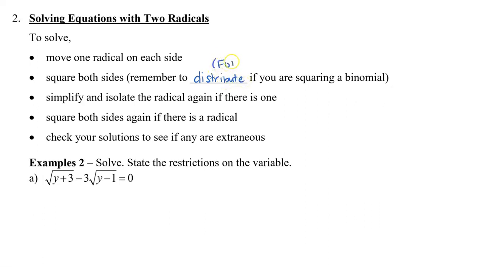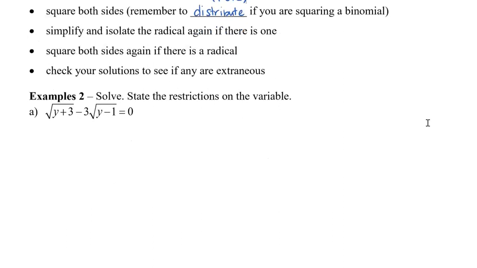So I'll put FOIL in brackets, since some of you might know the first, outside, inside, last acronym. Now, after you've done that, you're going to simplify, and if there still is a radical, you want to isolate that one again, and then square both sides again. And then at the end, don't forget to check your solutions to see if there are any extraneous roots. Let's take a look at some examples.